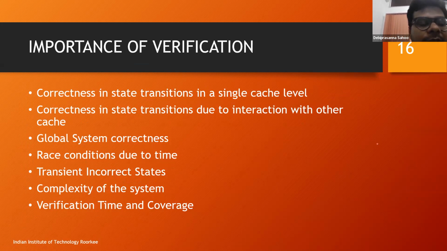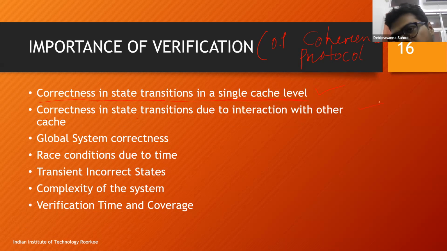Okay. So why do we need to do verification? First is correctness of state transition in a single cache level. This is verification of the coherence protocol, by the way. Second is correctness in state transition due to interaction with other caches. As I was discussing the protocols, I was doing something that was affecting you, and you were doing something which was affecting me. So we need correctness in the state transitions between whatever we are doing.